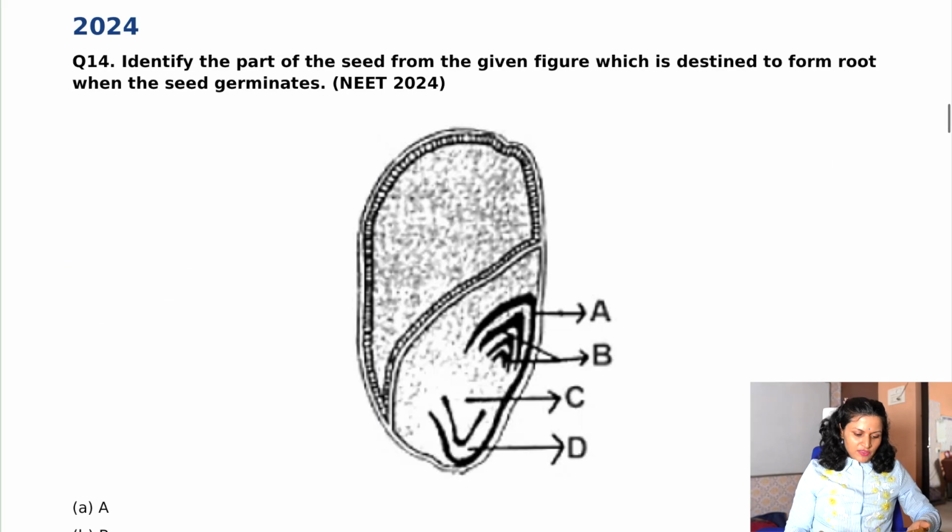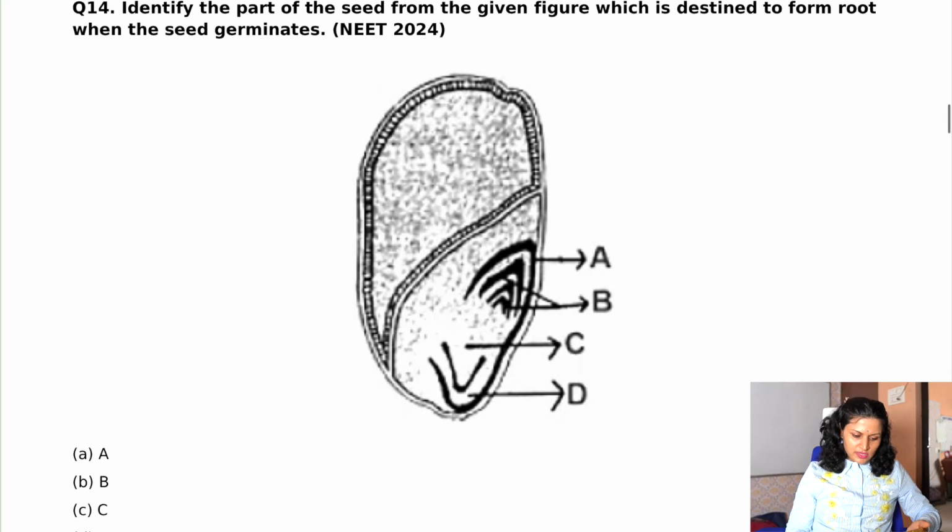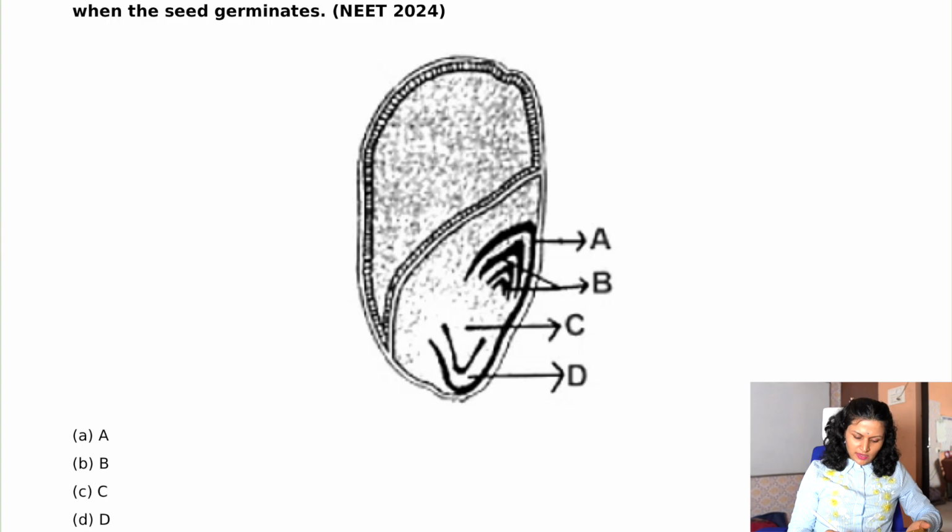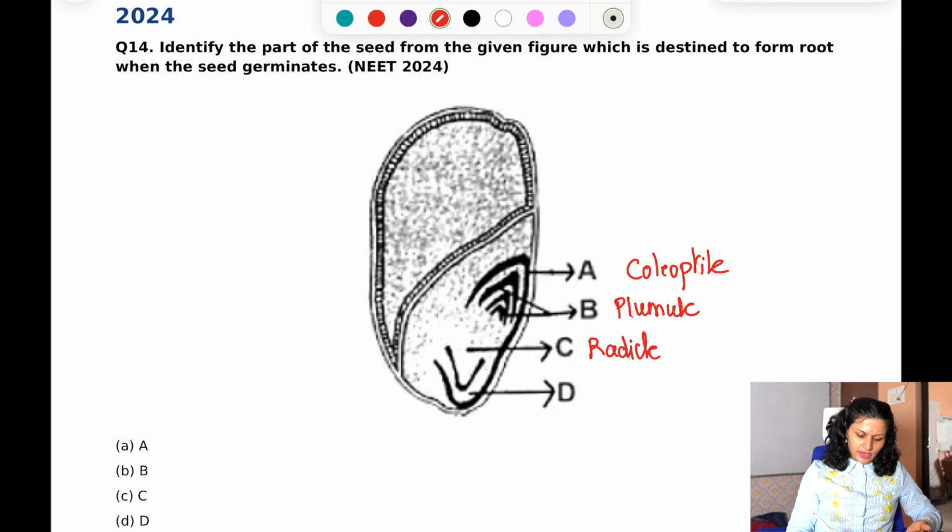Next question. Identify the part of the seed from the given figure which is destined to form a root when the seed germinates. So what is A? A is coleoptile. B will be plumule. C will be radicle, and D will be coleorhiza. So correct answer for question 14 will be C.